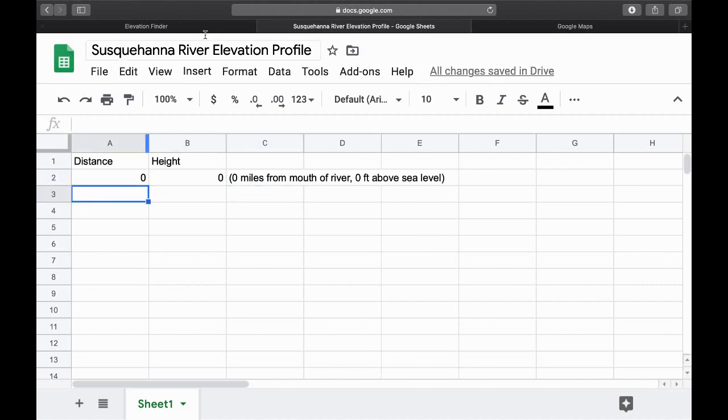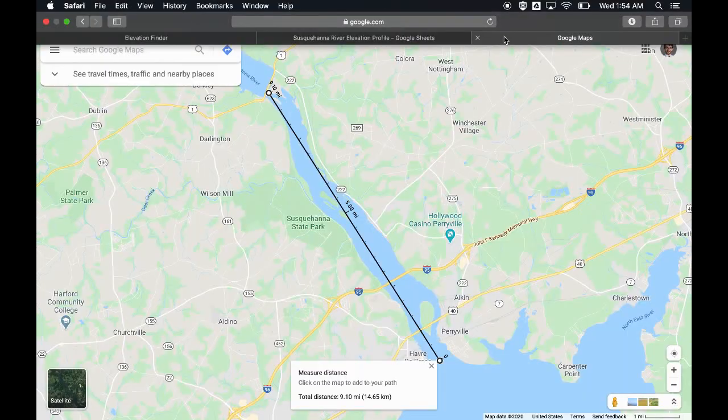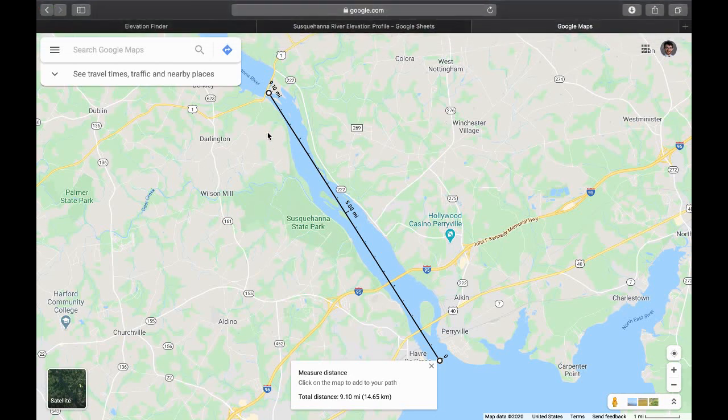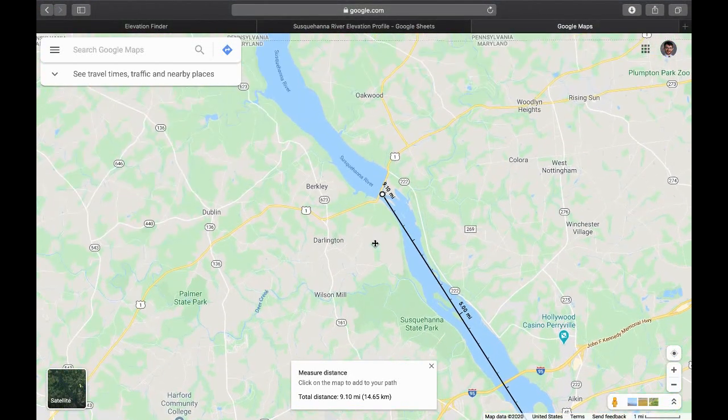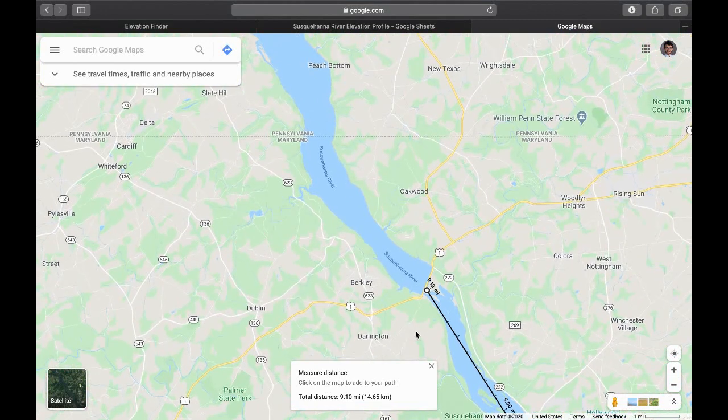Anyway, let's go back. So I'm still measuring distances here. So I need another landmark. I'm going to go up to the Pennsylvania-Maryland line because that's kind of another straight line. Now you'll notice how it's counting distance. It's the sum total now, 14.47 miles. This is almost 14 and a half miles from the mouth of the river. How high is it there?